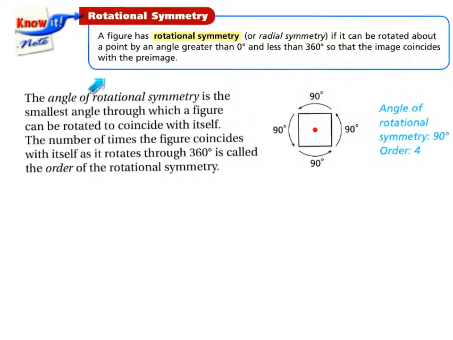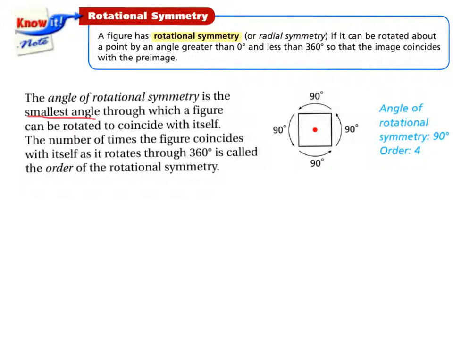Now the next thing we're going to talk about is the angle of rotational symmetry. Angle of the rotational symmetry is the smallest angle through which a figure can be rotated to coincide with itself. So if you spin something, and you can lay it on top of itself, the angle of rotational symmetry is the smallest angle which you can do that with. The number of times the figure coincides with itself as it rotates around 360 is called the order of rotational symmetry.